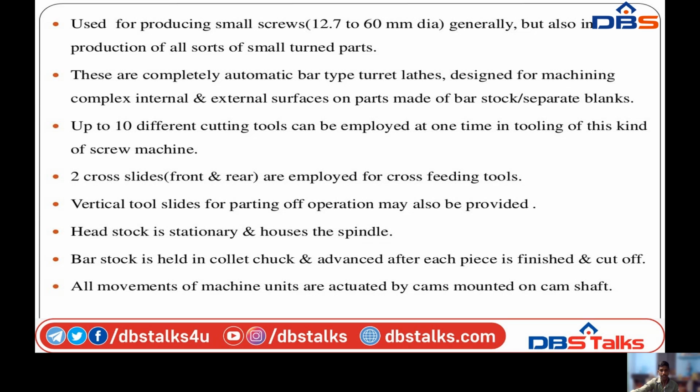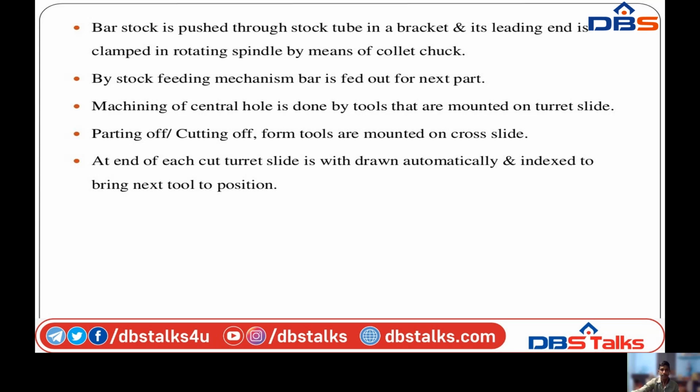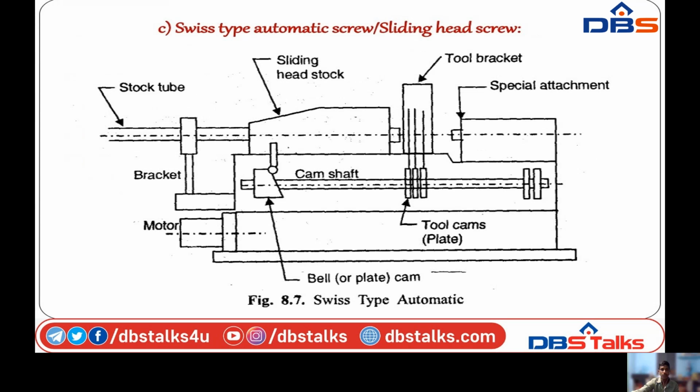Bar stock is fixed at the collet chuck and advanced after each piece is finished and cut off. All movements of machine units are actuated by cams. Okay? In this, all operations are performed by following only cam mechanisms, cam mechanism and lead cam. Then the third one is the Swiss type automatic screw or sliding head screw lathe machine.